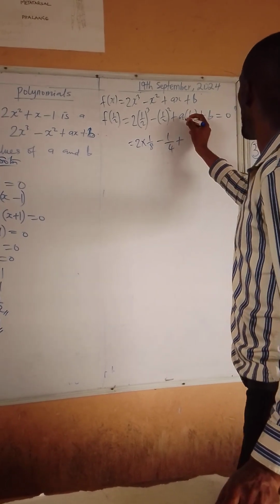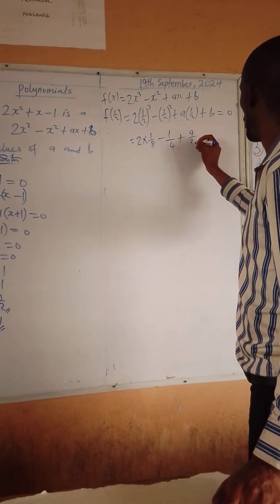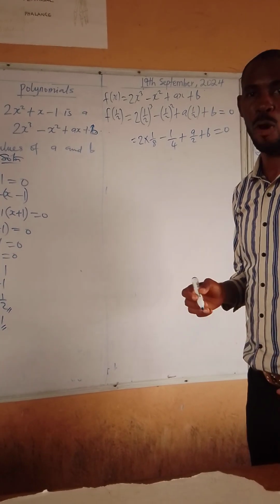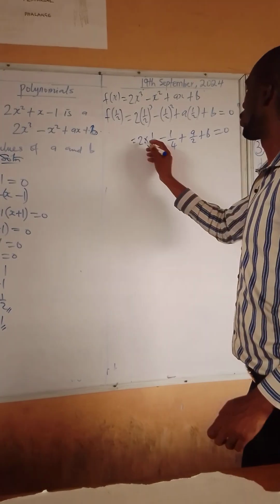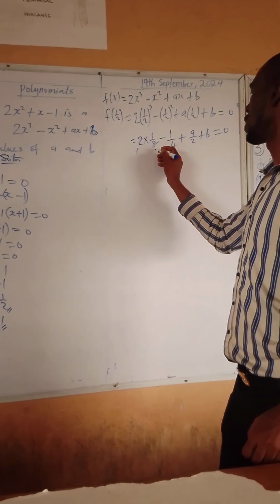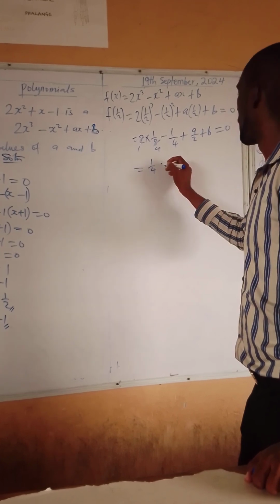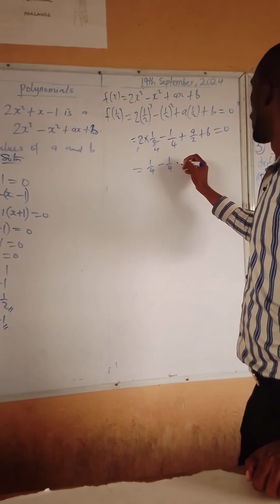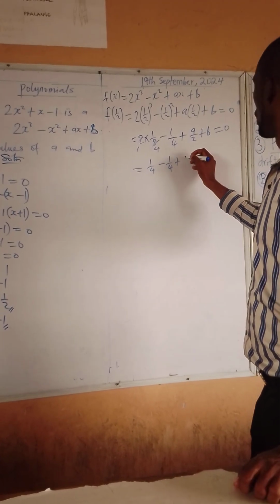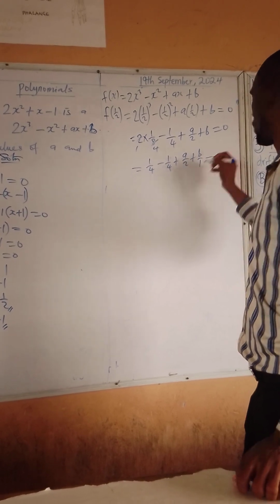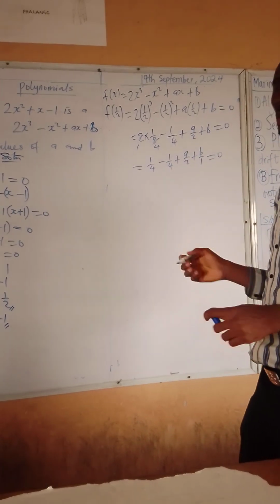Plus 8 times 1 is 8 over 2. Plus b equal to what? 0. I will follow you. Beautiful. Now 2 can cancel itself. 1 cancel 8, 4. So what we have here now is 1 over 4 minus 1 over 4 plus a over 2 plus b over 1 equal to what?